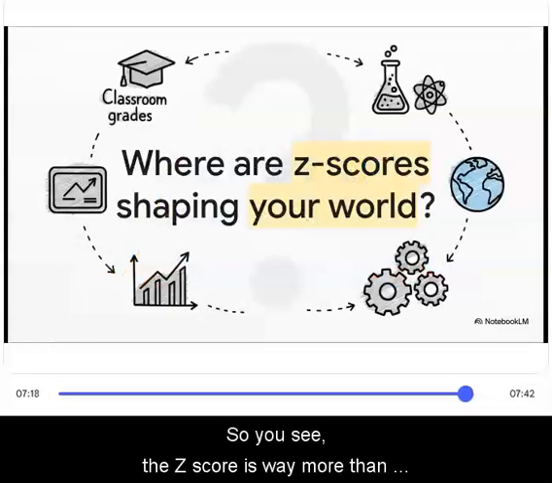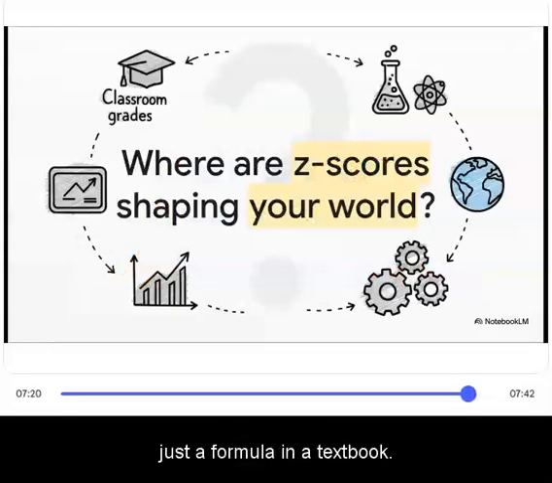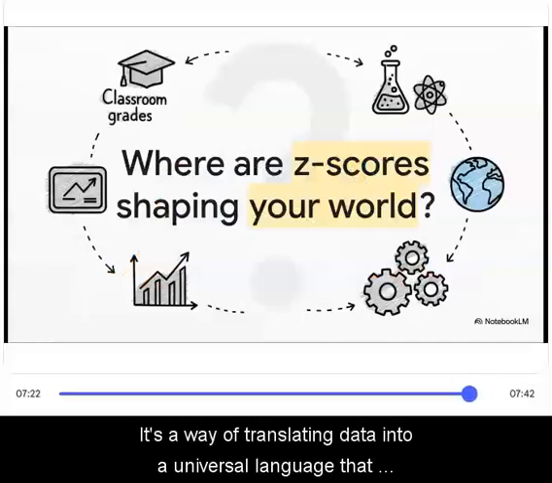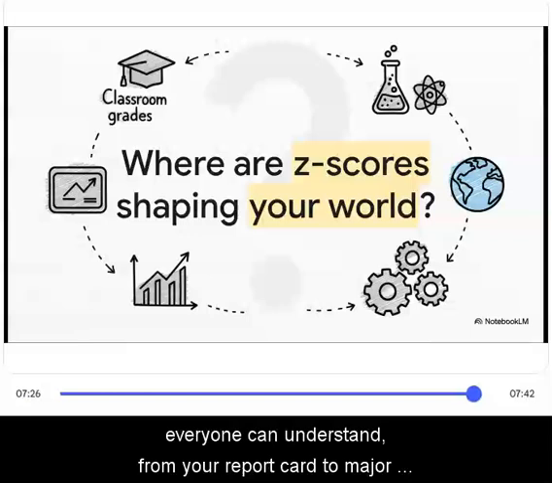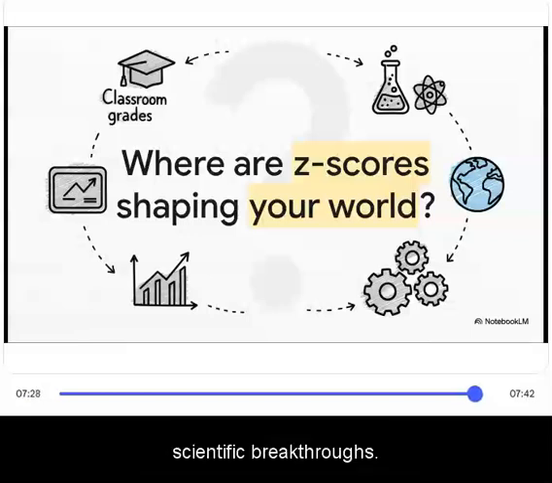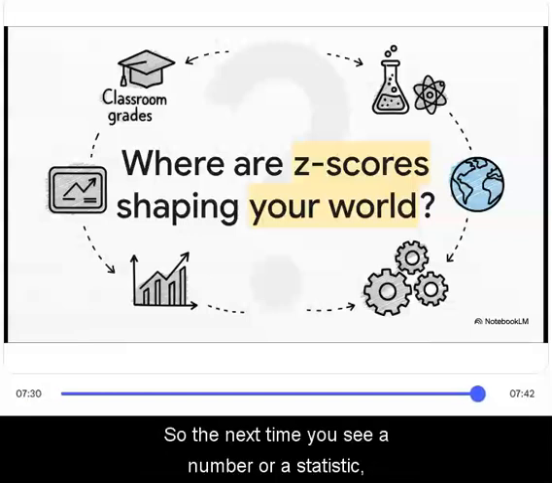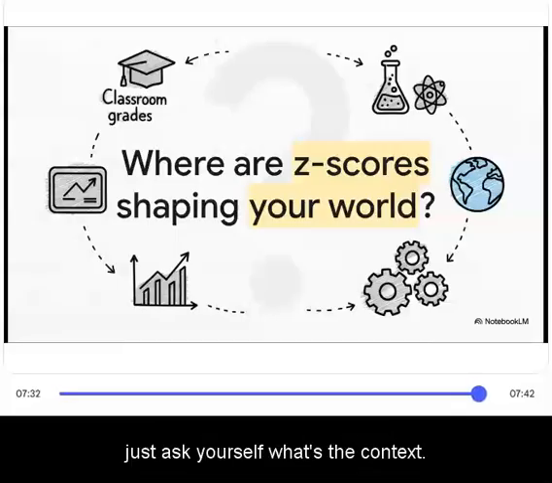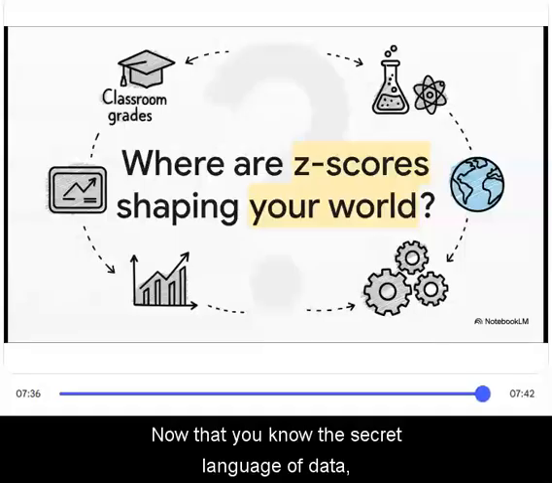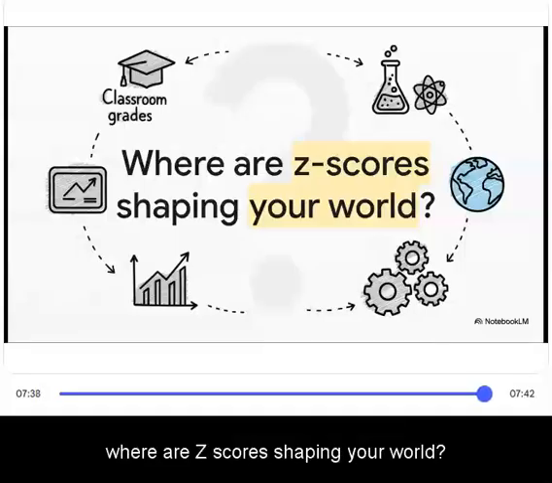So you see, the z-score is way more than just a formula in a textbook. It's a way of translating data into a universal language that everyone can understand, from your report card to major scientific breakthroughs. So the next time you see a number or a statistic, just ask yourself, what's the context? Now that you know the secret language of data, where are z-scores shaping your world?